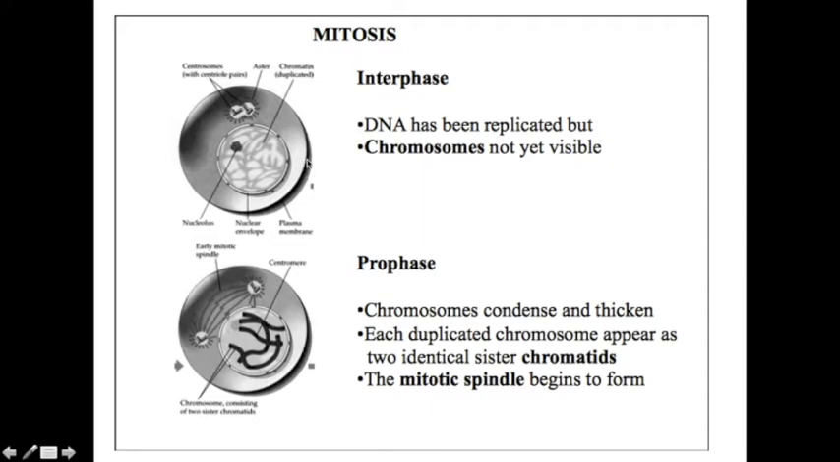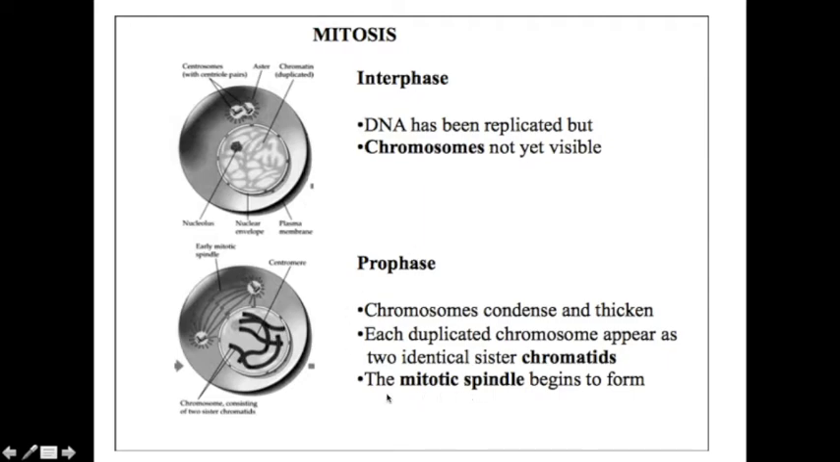In prophase, the chromosomes will condense and thicken, so all of that genetic material is going to be bundled up into discrete chromosomes. Each duplicated chromosome will appear as 2 identical sister chromatids, the 2 halves of each of those X-looking things. This is also when the mitotic spindle begins to form.